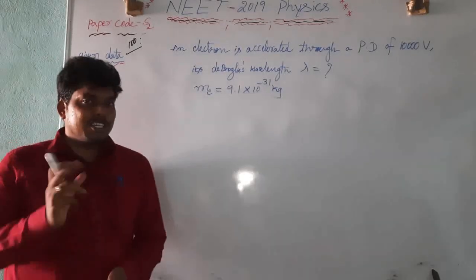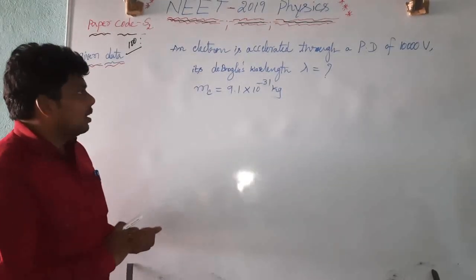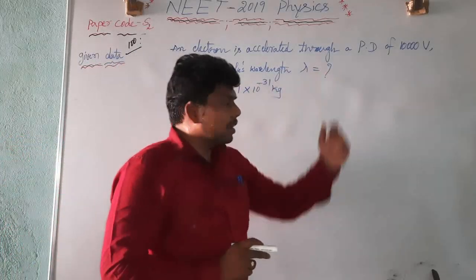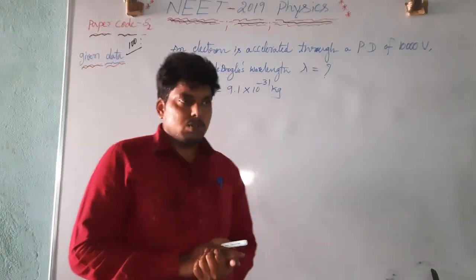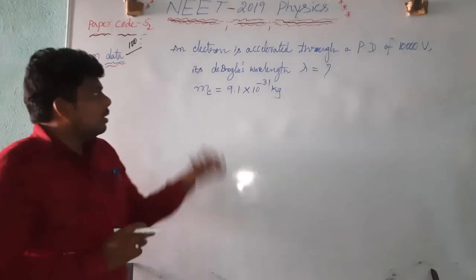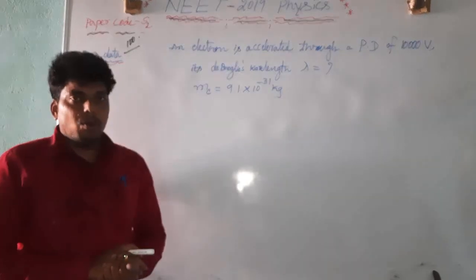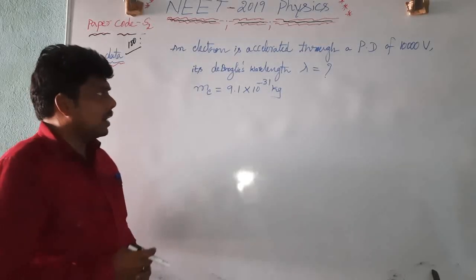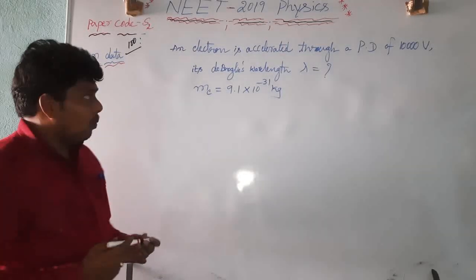Now the question number is 100. In this question they have given an electron is accelerated through a potential difference of 10,000 volt. Then we have to calculate the de Broglie wavelength, and they have given the mass of the electron is 9.1 into 10 to the power minus 31 kg. What we have to calculate?